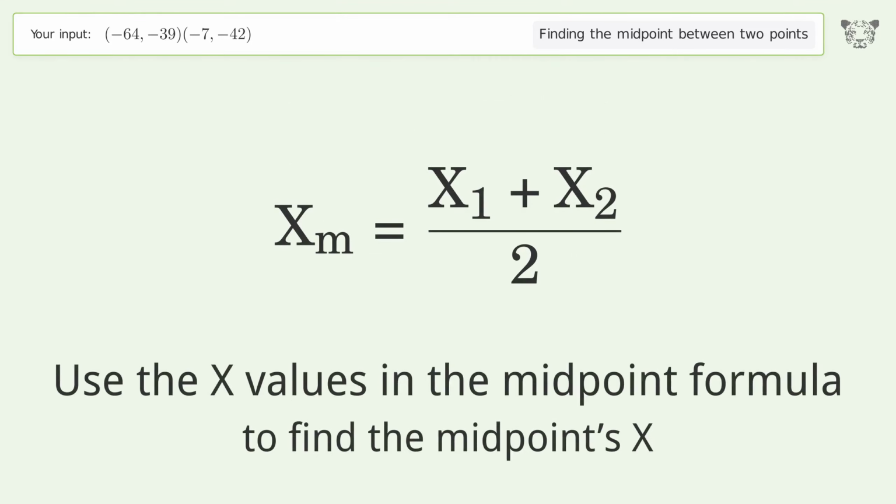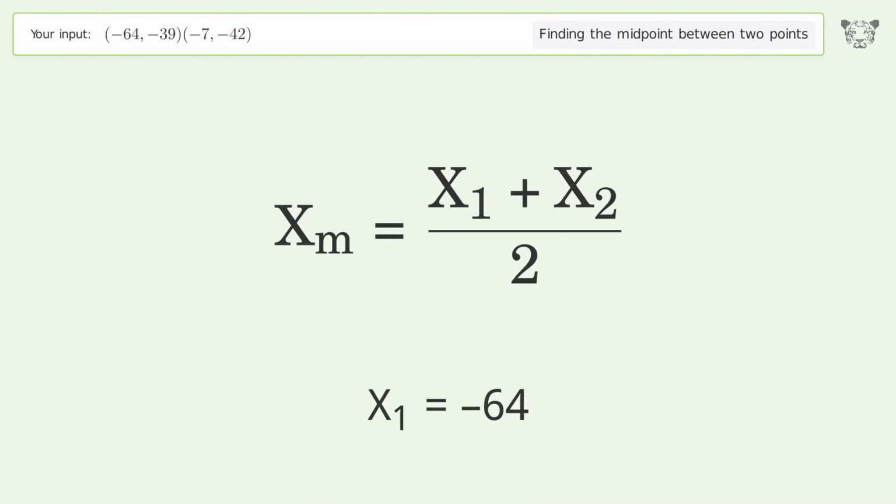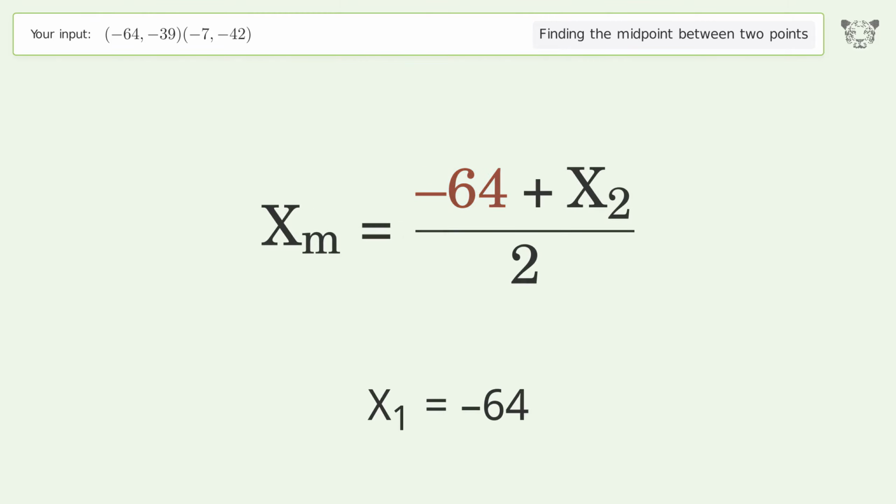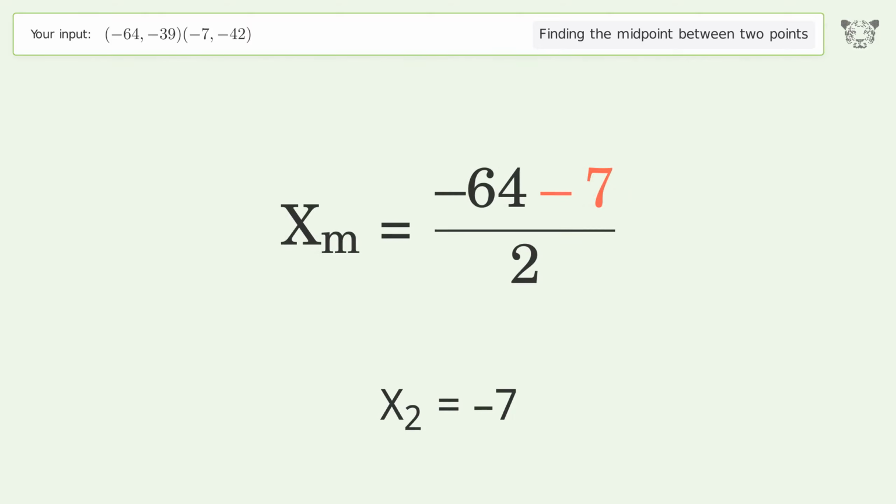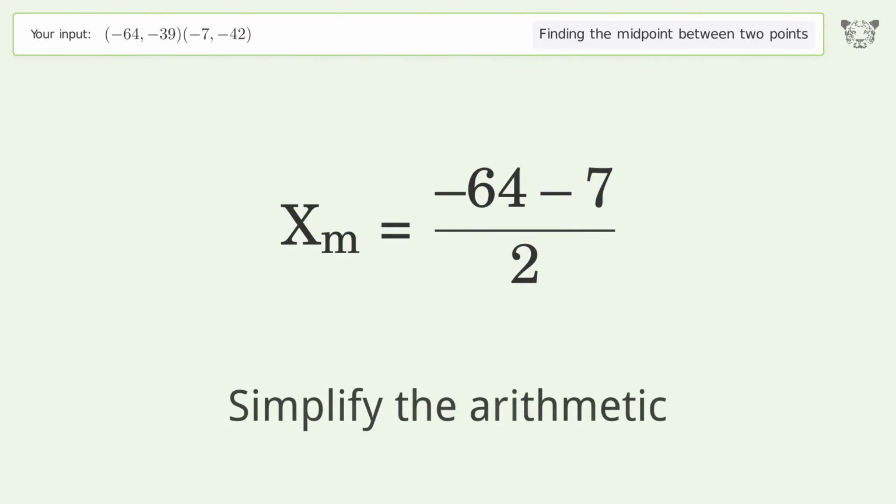Use the x values in the midpoint formula to find the midpoint's x. x1 equals -64. x2 equals -7. Simplify the arithmetic.